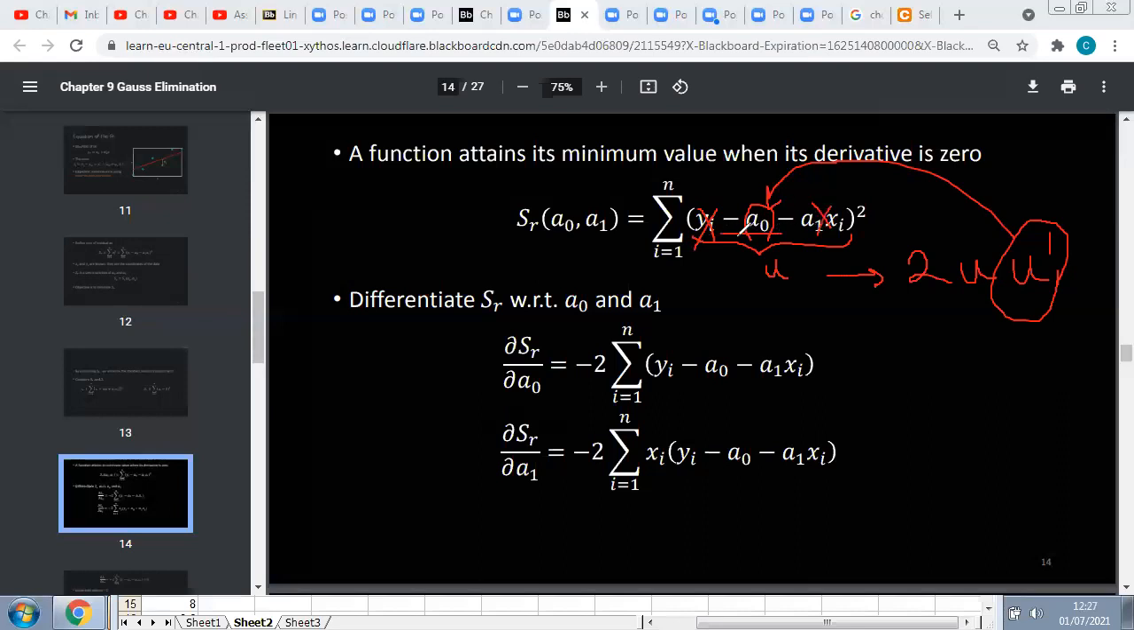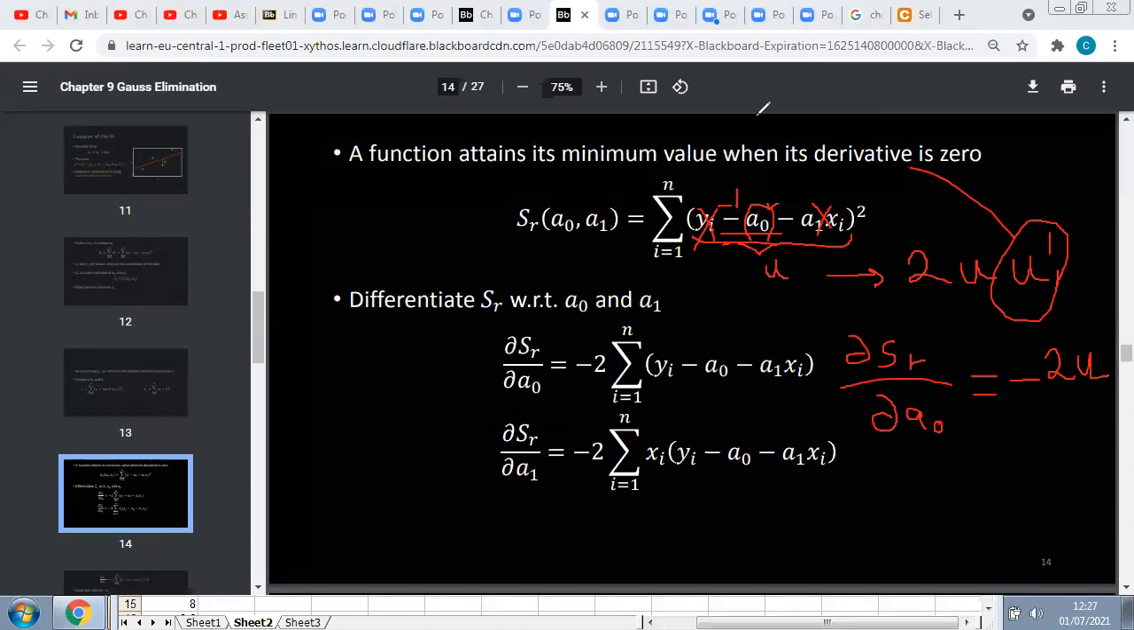The partial derivative with respect to A0 is just -1. Okay? So now, all you have to say is that the partial derivative of SR with respect to A0 is equal to -2 times U. And what is U? U is this function, which is yi minus A0 minus A1xi.